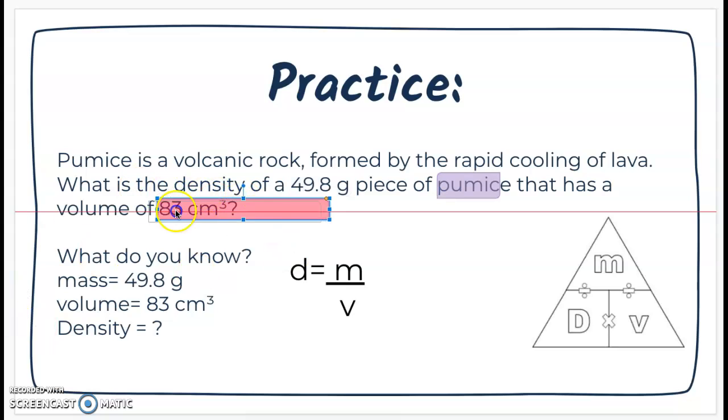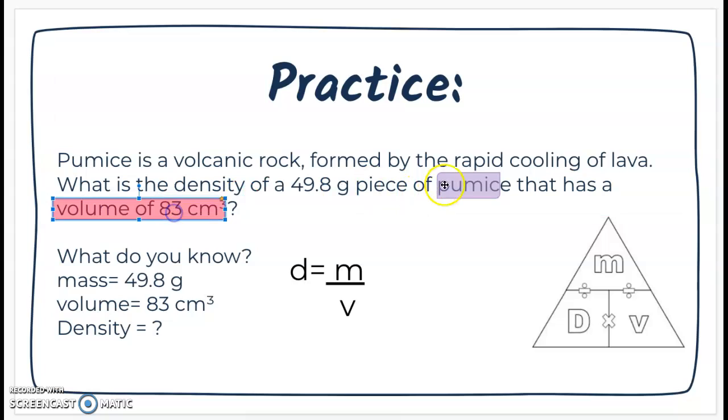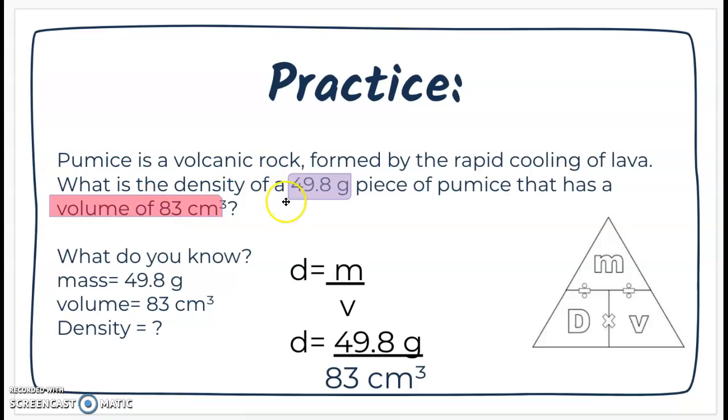So I have the information highlighted that I know. And then I'm going to write down the equation that I'm going to use. To find the density of a rock, I do density equals mass divided by volume. So I'm going to fill in the information that I know. The density is 49.8 grams and the volume is 83 centimeters cubed. So density equals 49.8 grams divided by 83 centimeters cubed.